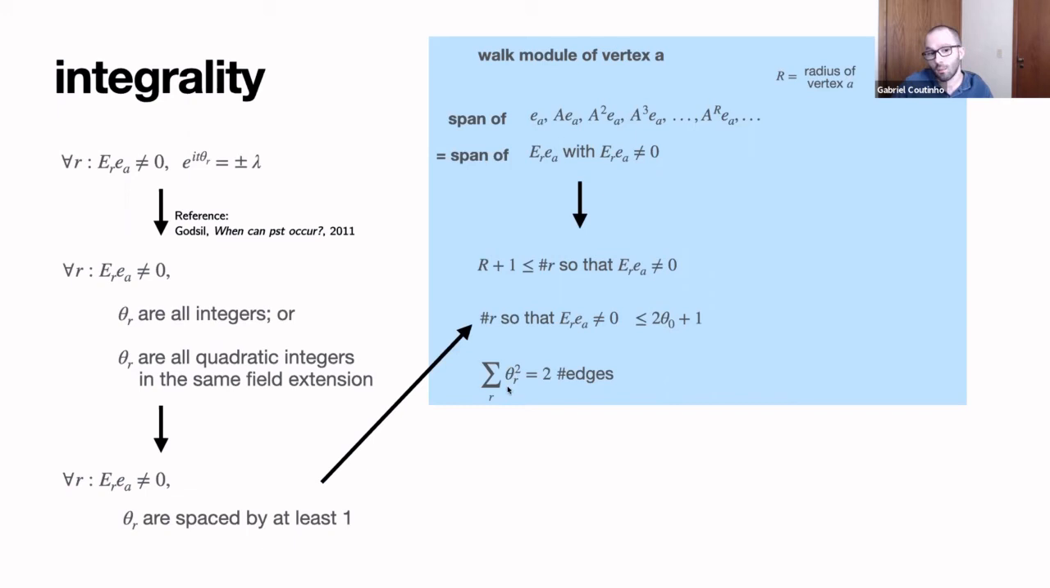And then, of course, you all know the sum of the eigenvalue squared is two times the number of edges, because this is the trace of A squared. So now we do get, and then of course you can forget about all of them and simply look at theta zero here. So you do get now that the radius is upper bounded by the number of edges, and there is a square here.